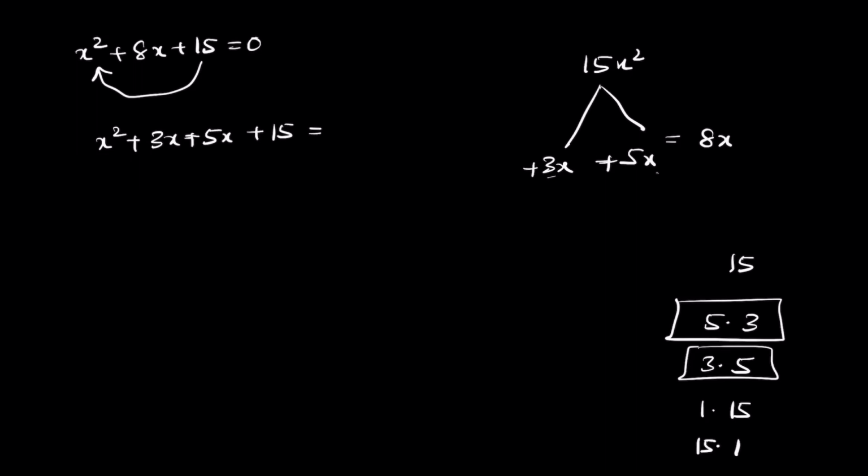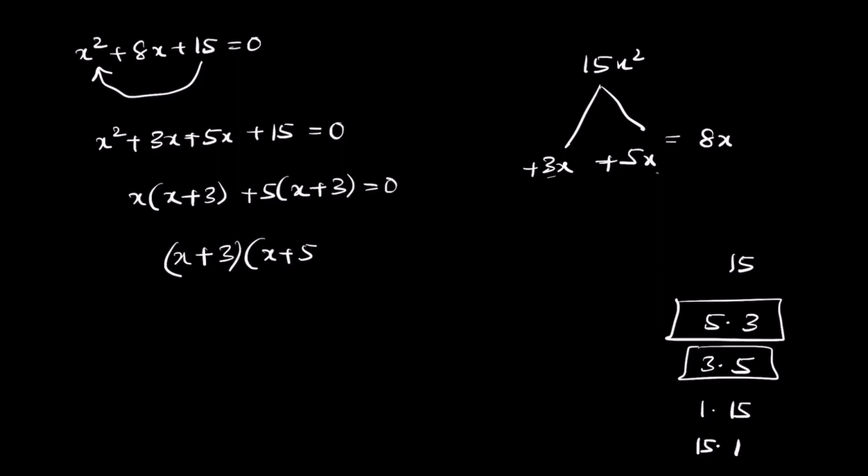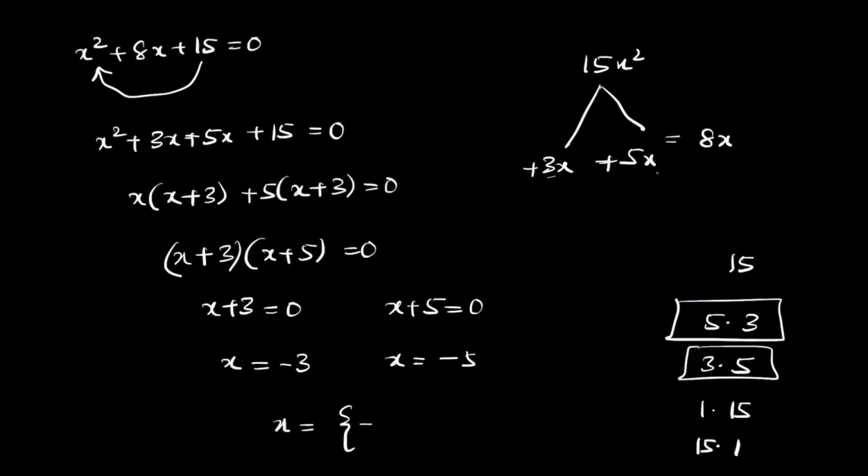Plus 5x equal to 0. So x times x plus 3 plus 5 times x plus 3 equal to 0. So x plus 3 times x plus 5 equals 0. So again, the rule: x plus 3 equal to 0 or x plus 5 equal to 0. x equals negative 3, x equals negative 5. So we can write it as x is the set of minus 5 comma minus 3. So this is the answer.